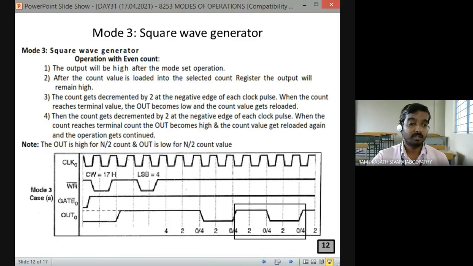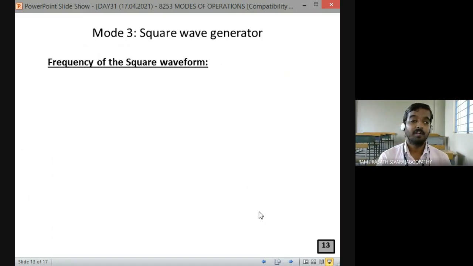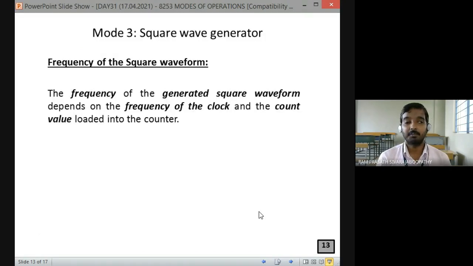Okay, so இங்க என்ன சொல்லிருக்கோம் அப்படின்னு பாத்தீங்கன்னா, the out is high for n/2 counts and out is low for n/2 counts. நல்லா கவனிச்சீங்கன்னா தெரியும், ரெண்டு clock pulseக்கு lowல இருக்கு, ரெண்டு clock pulseக்கு highல இருக்கு. So this process is going to continue. It is going to be a square waveform. Okay, now the frequency of the square waveform, how can we fix it? There is a formula we are having.